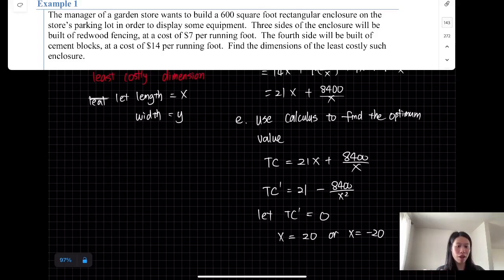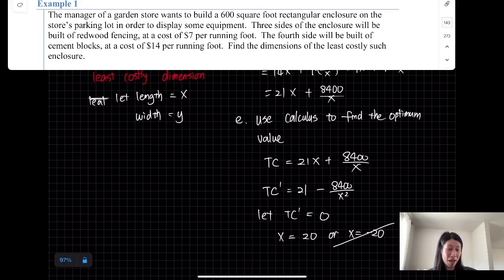Okay, so we have 20 and negative 20. So in reality, we need to think about a reasonable domain for this question. So x represents the length, right? So can you have a negative number? No, so that means we have to cross out the negative number. We just keep x equals 20. So that means x equals 20 is going to be the optimized, right?